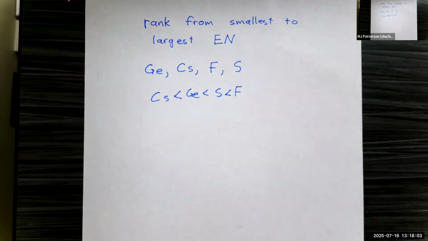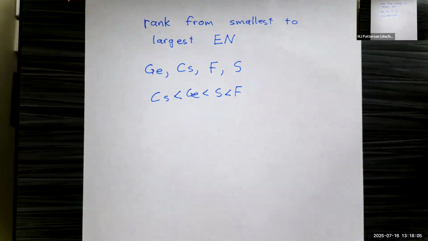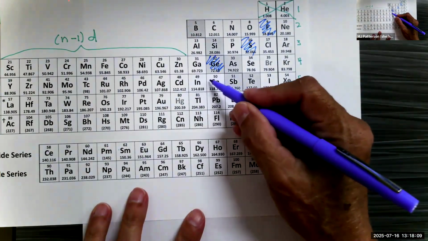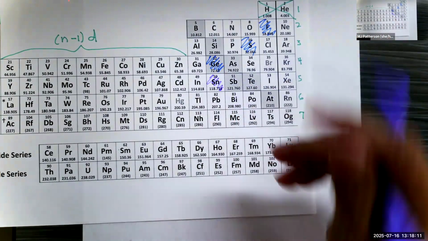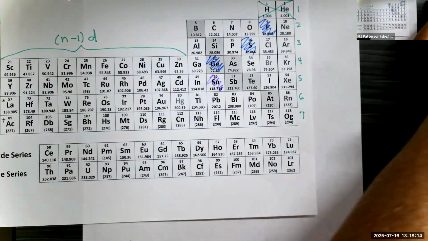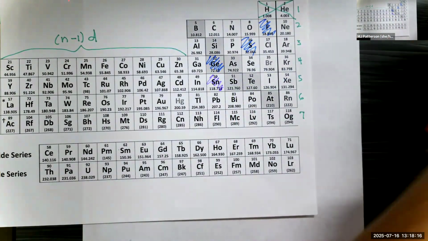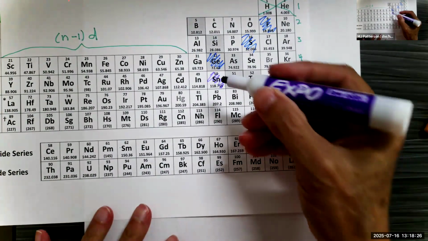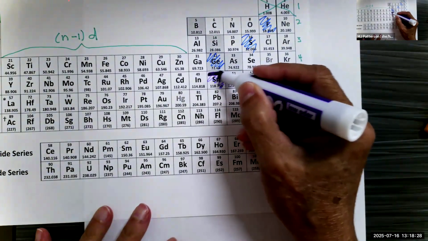Another way that question might be asked is I might give you 4 elements. I'm going to mark these in purple. That doesn't really show much differently. Do I have a really different color? Not really. Well, maybe the Expo marker will write a little differently.